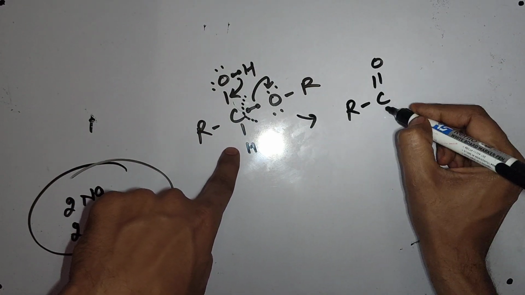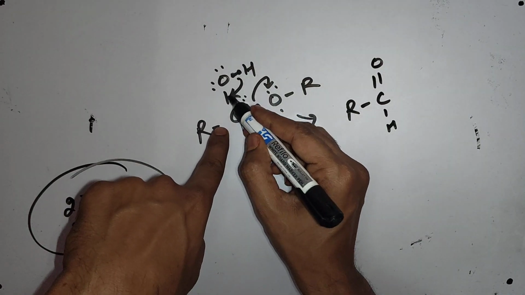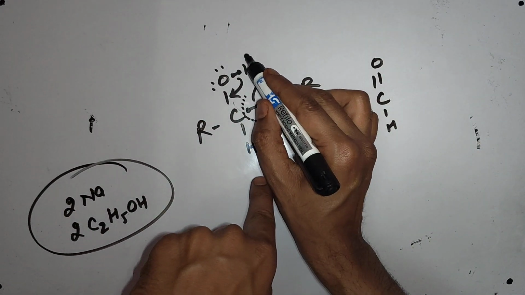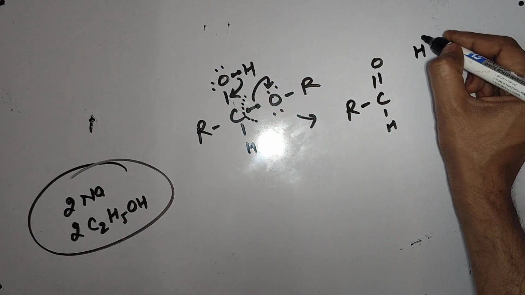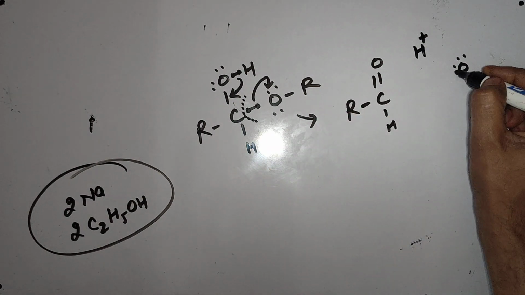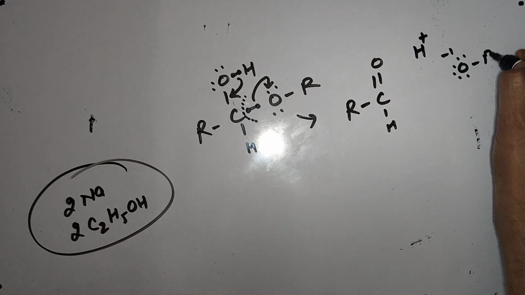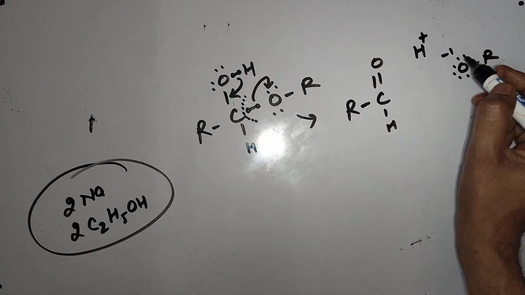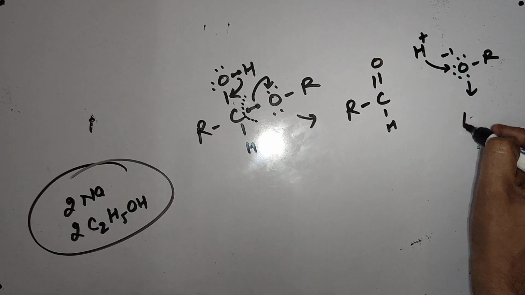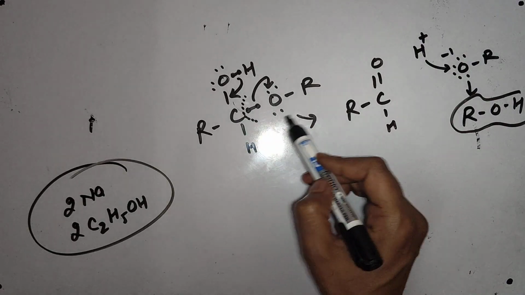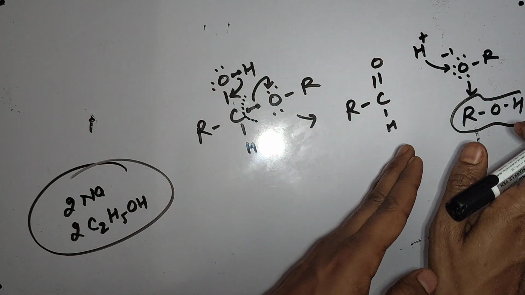So when the bond generates, this H is as it is. From here H positive will be released, because it is losing an electron, and this oxygen will be released as minus. Now 3 pairs will be around oxygen, and 1 electron of carbon is extra, that's why the -1 charge. They will combine to give us ROH. So your alkoxy part turns to alcohol in this fashion.